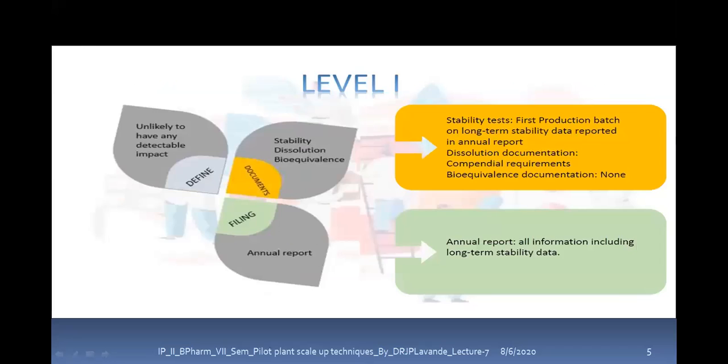Level 1 is properly defined as unlikely to have detectable impact. That means the changes may not have a direct impact, or the impact may not be significant on the formulation. The documentation is related to stability, dissolution, and bioequivalence. For the stability test, the first production batch on long-term stability data is reported in the annual report, and for dissolution documentation, they should meet the compendial requirement, the official requirements mentioned in official books like the pharmacopoeias.